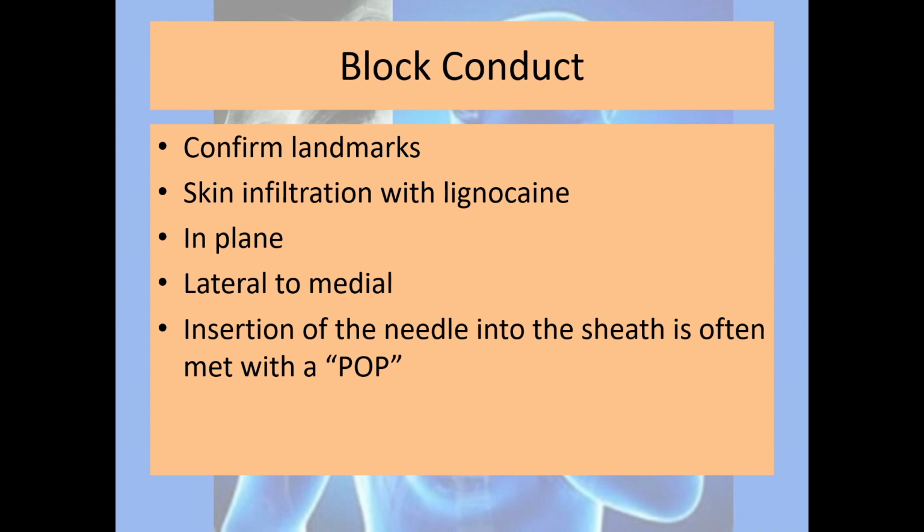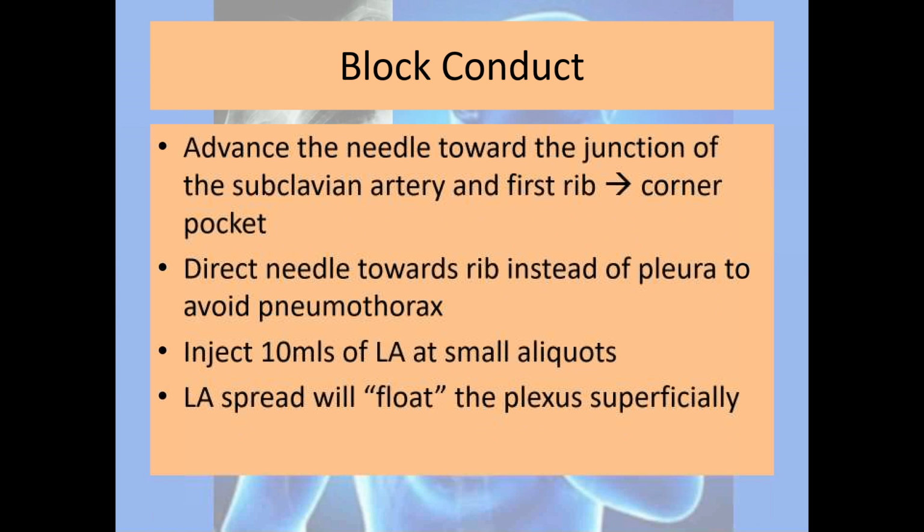When you're inserting the needle into the sheath, you often feel a pop. The first injection should be directed towards the space, towards the junction between the subclavian artery and the first rib. We call this the corner pocket. Directing the needle towards the rib is actually safer and avoids pneumothorax. At this corner pocket, we usually inject about 10 mils of local anesthetic in small aliquots. The aim is to float the brachial plexus superficially.